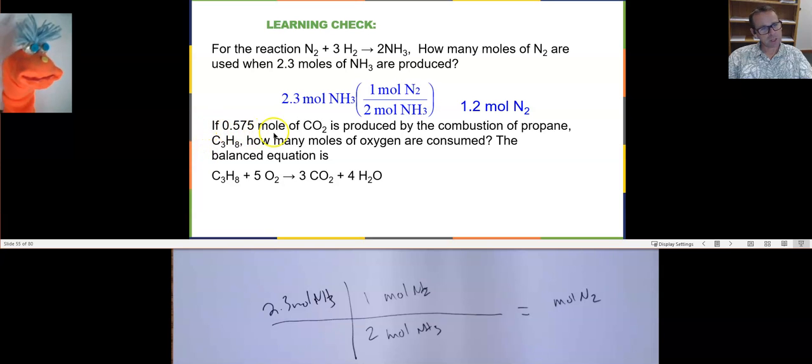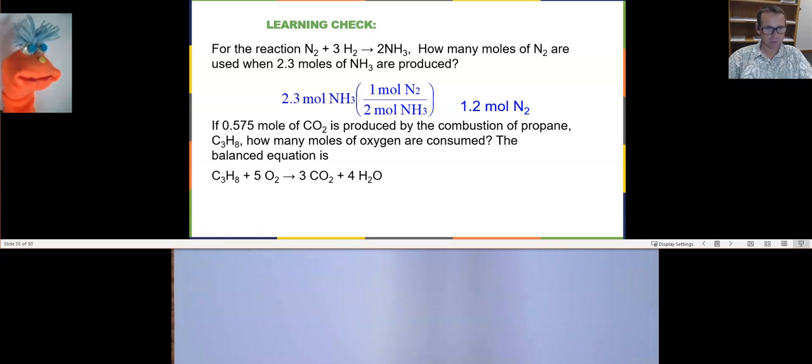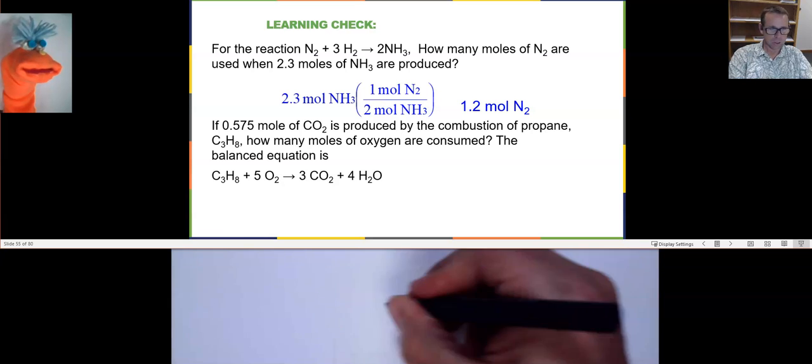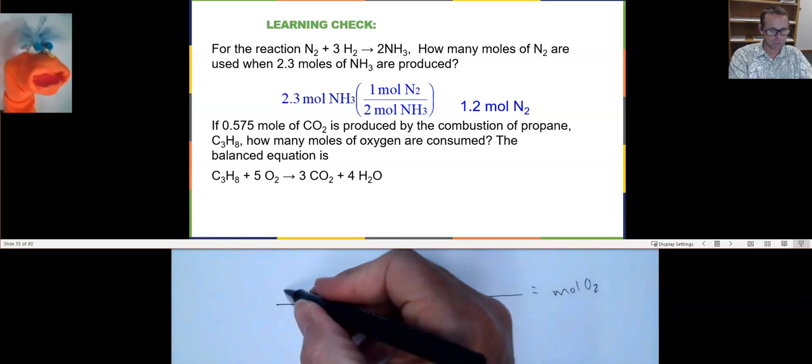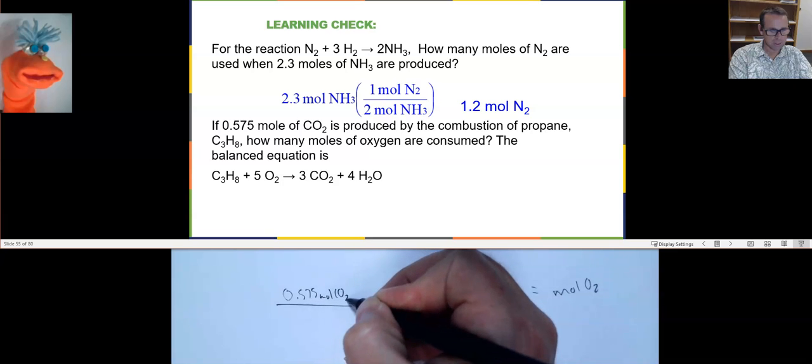So if 0.575 moles of carbon dioxide is produced by the combustion of propane, how many moles of oxygen are consumed? So here's our balanced equation, and we can answer this question in a very similar manner. What goes to the right of the equal sign here, Fred? Moles of oxygen that are consumed. Good. Moles of oxygen that are consumed, starting with what? 0.575 moles of carbon dioxide produced. Very good.